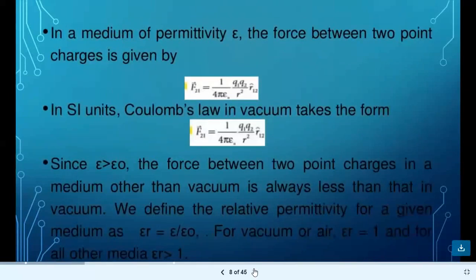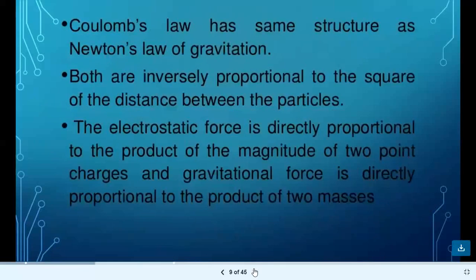We also remember that sometimes the vacuum is not there. There is the epsilon naught. In that case, we use the relation.